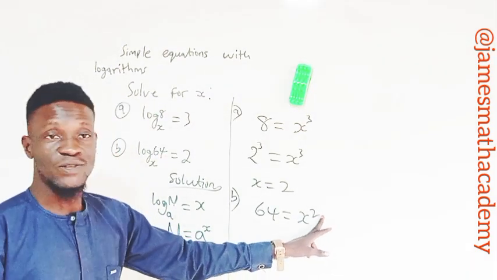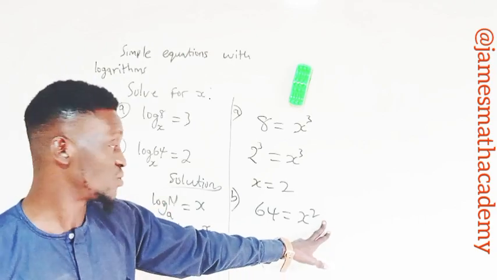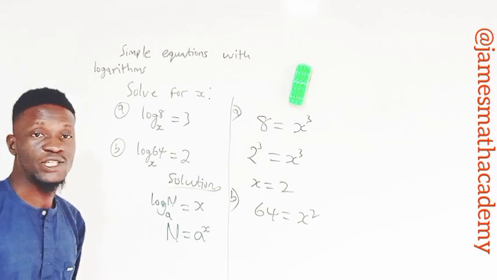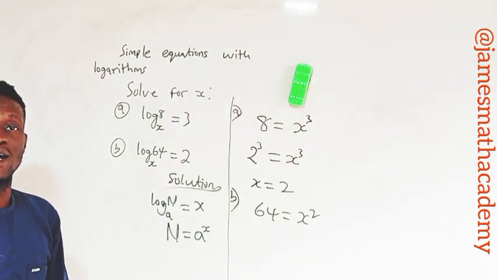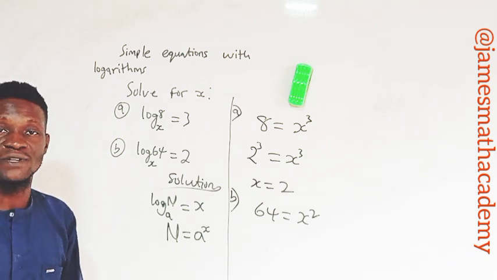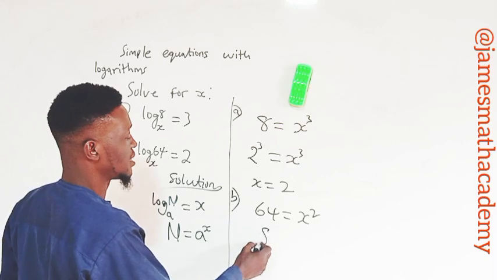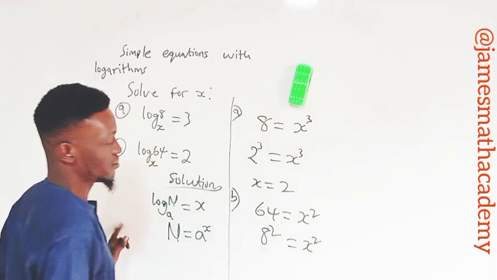That's why we're going to look for a number that, if you multiply it by itself in 2 places, you're going to have 64. The only number that works is 8, because if 8 multiplies itself in 2 places, you're going to have 64. So you say 8 squared is equal to x squared.